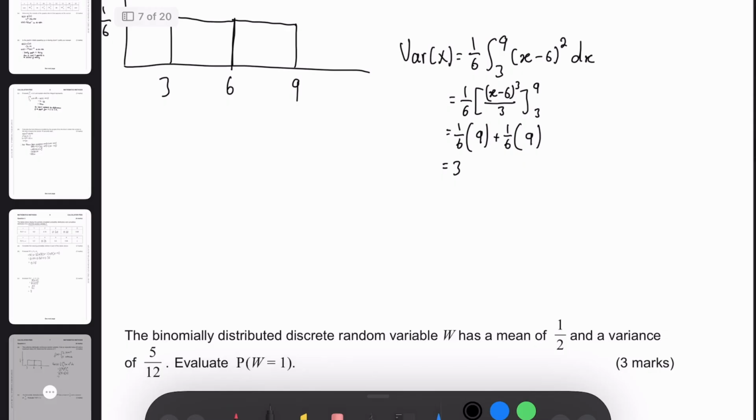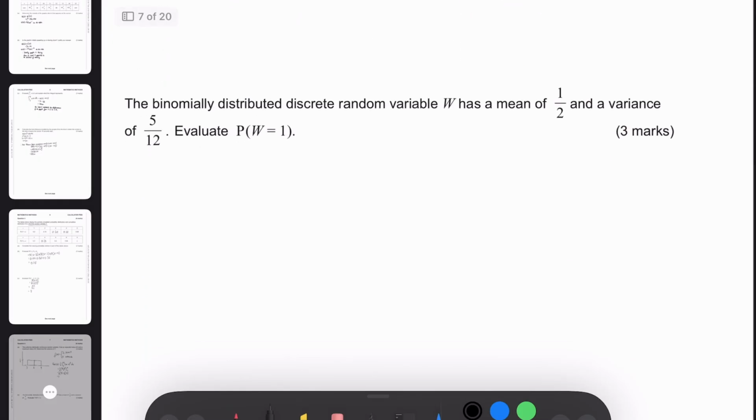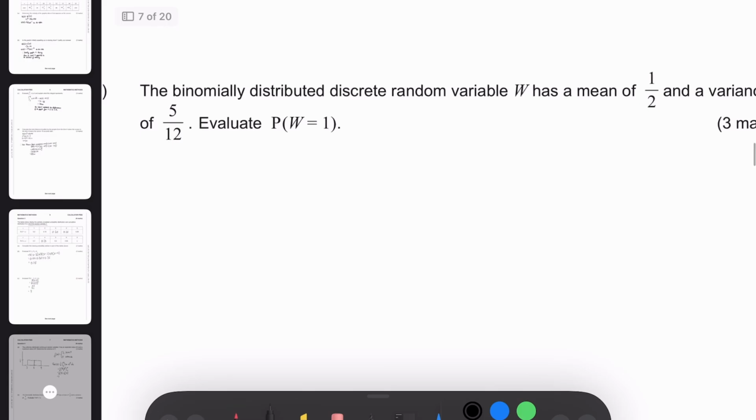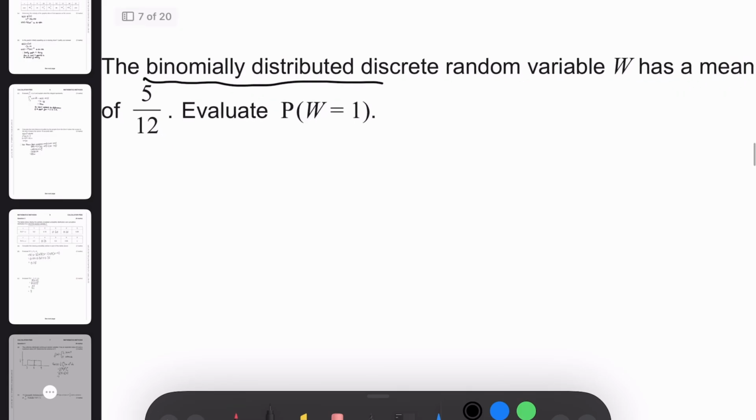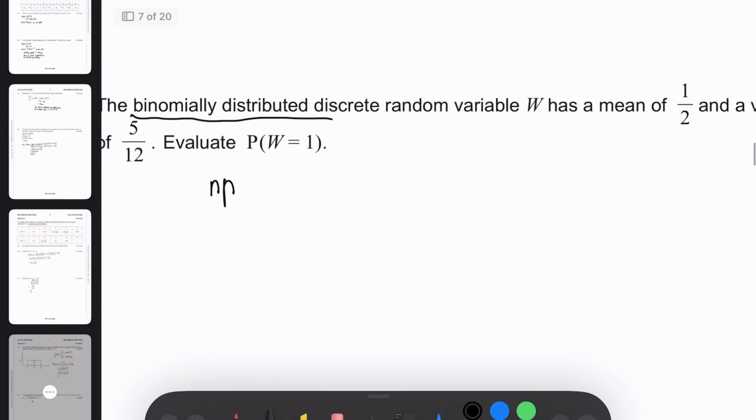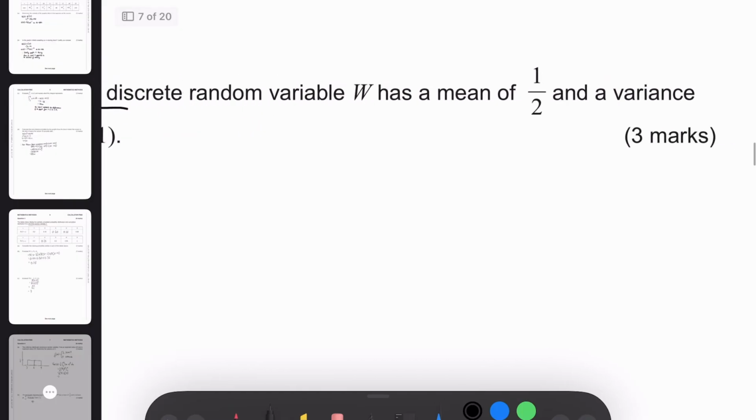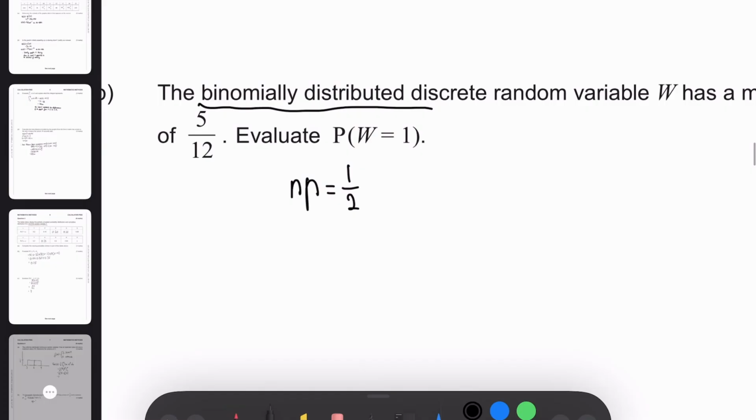Okay, moving on. The binomially distributed discrete random variable W has a mean of 1/2 and a variance of 5 divided by 12. Evaluate P(W = 1). Okay, so straight away we can find out using the values that were given, and knowing that this is binomially distributed, we know that the mean of a binomial distribution is given by np, where n is the number of trials and p is the probability of success, and we are given that this is equal to 1/2.